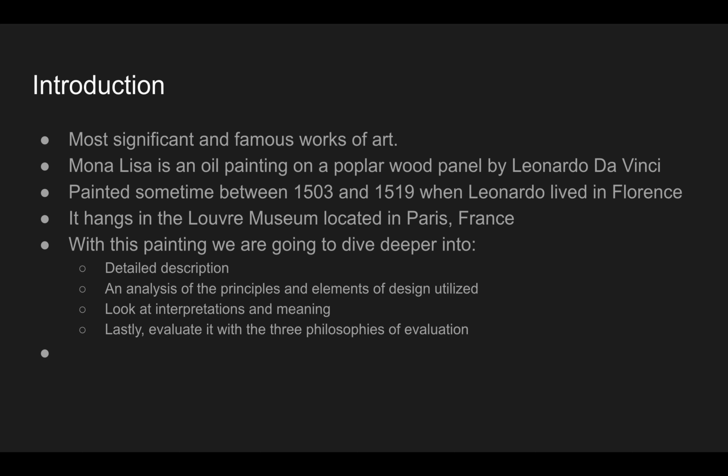Introduction. The Mona Lisa is one of the most significant and well-known, if not the most significant and the most well-known works of art of all time. The Mona Lisa is an oil painting on a poplar wood panel by Leonardo da Vinci. It was painted sometime between 1503 and 1519 when Leonardo da Vinci was living in France. The exact date is still unknown. It hangs in the Louvre Museum located in Paris, France.